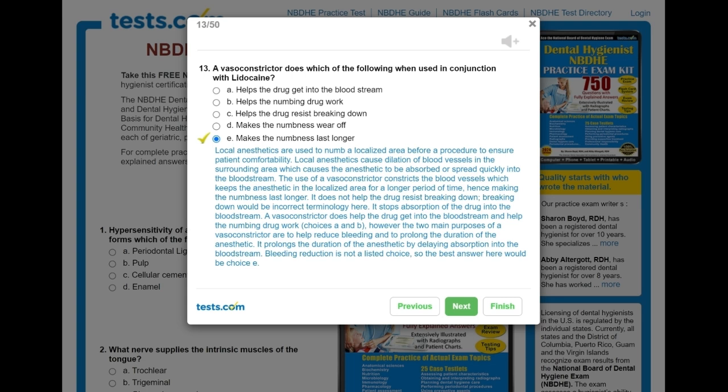A vasoconstrictor does help the drug get into the bloodstream and help the numbing drug work, choices A and B. However, the two main purposes of a vasoconstrictor are to help reduce bleeding and to prolong the duration of the anesthetic. It prolongs the duration of the anesthetic by delaying absorption into the bloodstream. Bleeding reduction is not a listed choice, so the best answer here would be choice E.